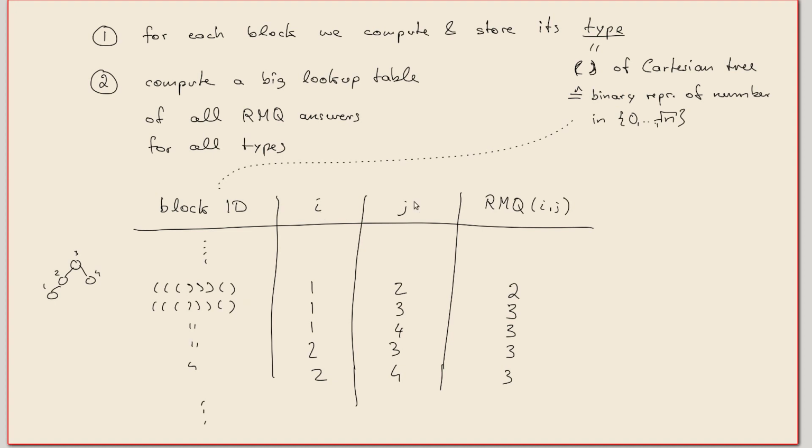That sounds like an excessive computation at pre-processing time. But we only have square root n block IDs. i and j are each just from the range of b. So we just have square root n times b squared rows. And that's not that big a number. It's essentially square root n times log squared n.